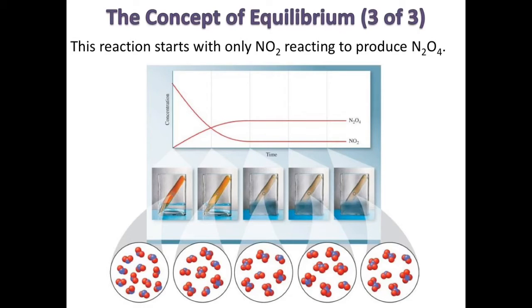We can look at this reaction in a different way. We can start out with NO2 and produce N2O4. And again, we see at a certain point of the reaction as it moves forward, the concentrations of each, the reactant and the product, are in equilibrium, and they do not change over time.